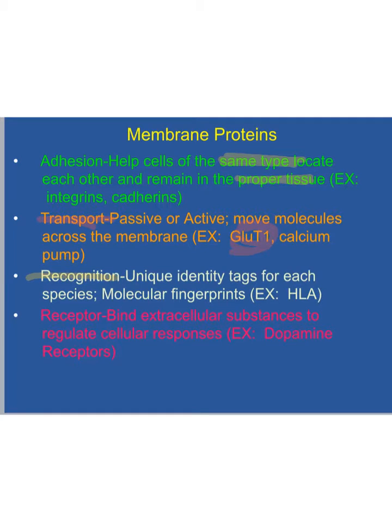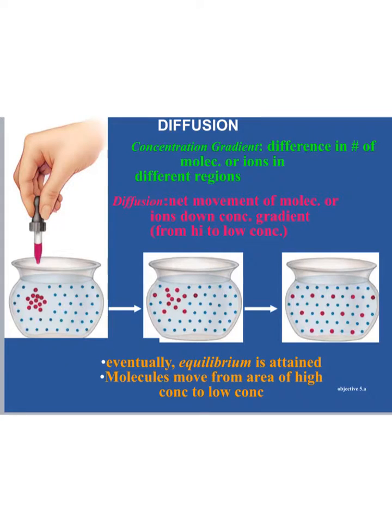And then lastly, we have the receptor proteins. Receptor proteins are what allow us to respond to cues in our extracellular environment and to regulate the cellular responses. So there are all kinds of signals and cues that our cells are constantly being bombarded with, and the receptor proteins that are present on the membrane have to detect those cues and then respond to those cues.